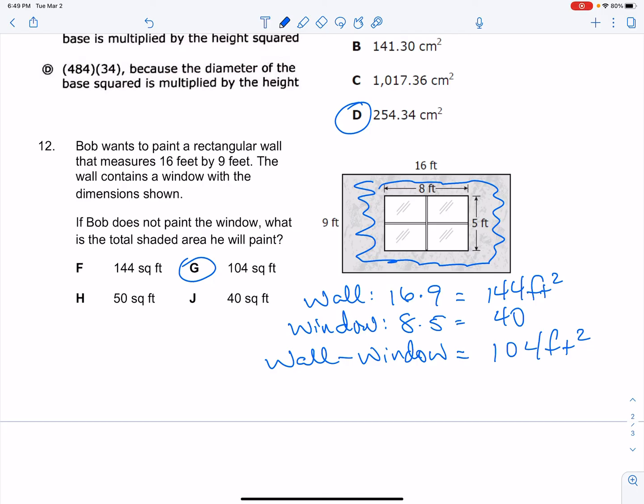Your test tomorrow is over volume and area. It will be on the computer. It is just 10 questions long. We'll complete the test and they'll have you complete some kind of little bonus activity afterwards. Please make sure you study a little bit and make sure you complete this review. I'll see you tomorrow.